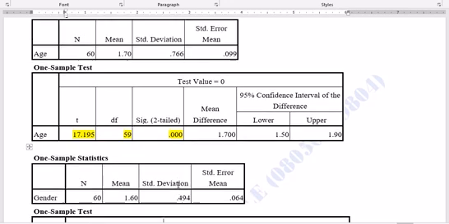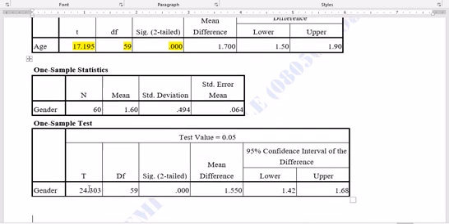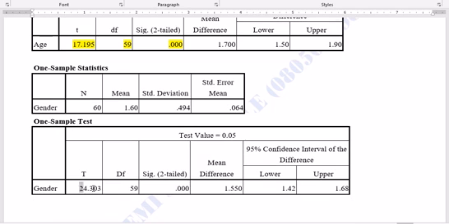Now let's move down. For the next one, which is gender, like I said, we have 3 tables: age, gender, and class. For gender too, we have the number of observations, the mean, the standard deviation, and the standard error mean. Let's move down to our t-test. That's the t-test and significance level that we want to consider.